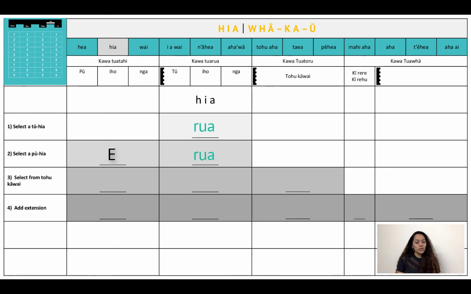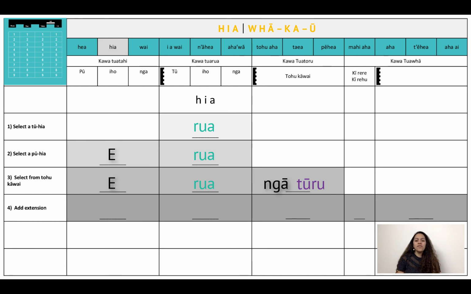Step 3, kawa tuatoru. Now we're selecting something from the tohu kāwai, which is something we'll talk about over the next couple of weeks. On the bottom rung of the tohu kāwai, we have what we call pūmau, or noun starters, and that is where we get te and ngā from. So we only use te if there's only one thing, and we use ngā if there are plural things. So we're going to use ngā and put it in kawa tuatoru. Now we should have e rua ngā and pretty much a gap open for any object. Ka pai, so I'm going to use chairs, e rua ngā tūru. We should now have e rua ngā tūru.